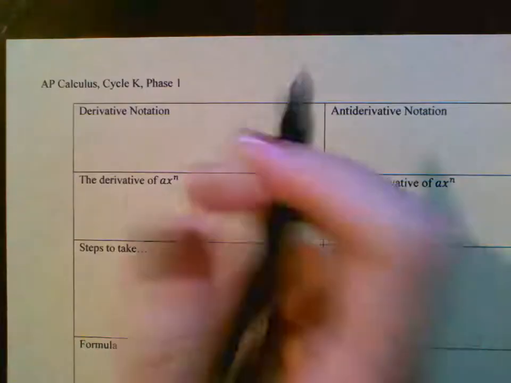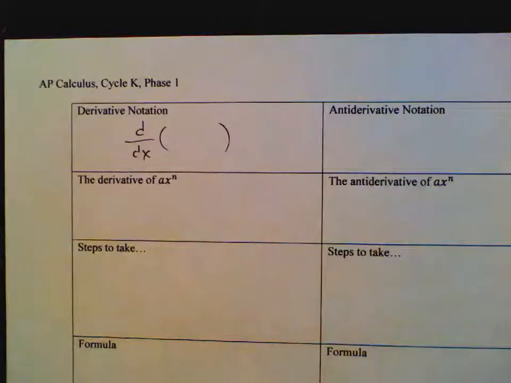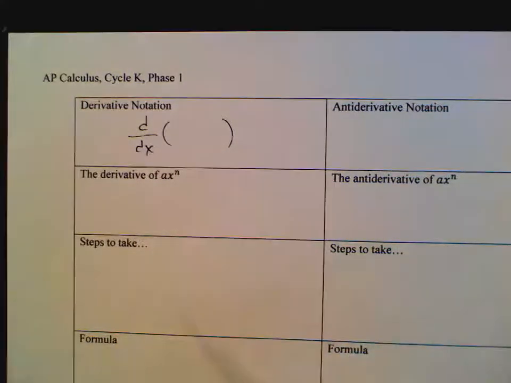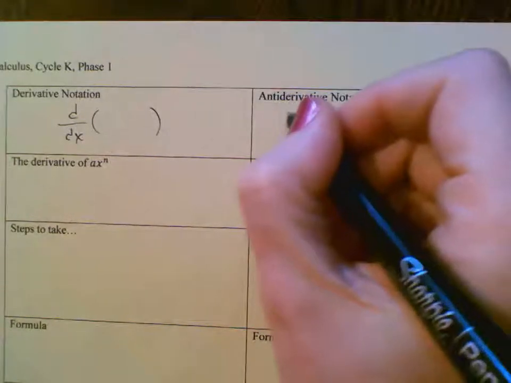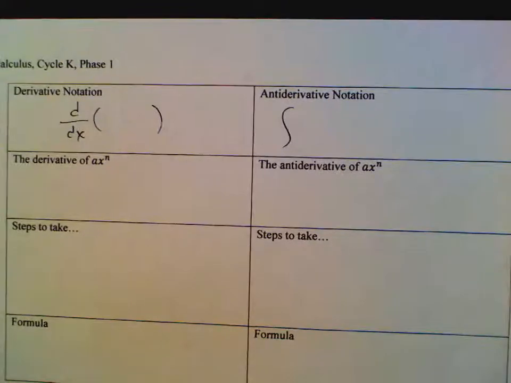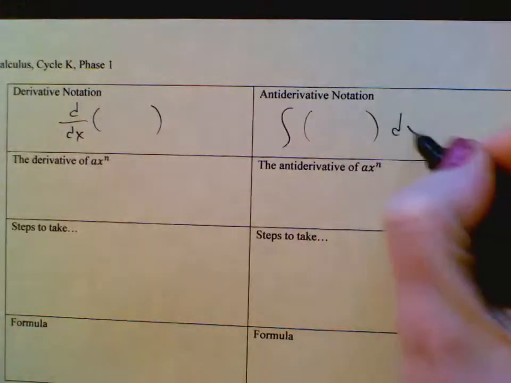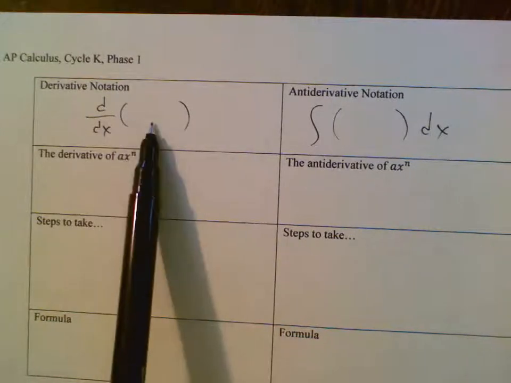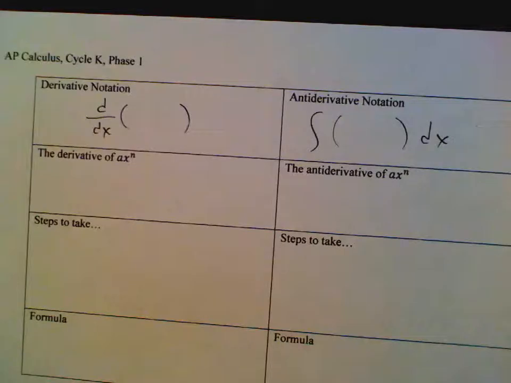Derivative notation. There's a lot of different derivative notations, but here's one way of doing it. d dx, and then in here will be some kind of function, and it just means to take its derivative. Antiderivative notation looks like this. This is called an integral sign. It's like an elongated S, okay? And then in here goes some function, and then we put a dx at the end. If you put a function in here, it means to take the derivative of that function. If you put a function in here, it means to take the antiderivative of that function.